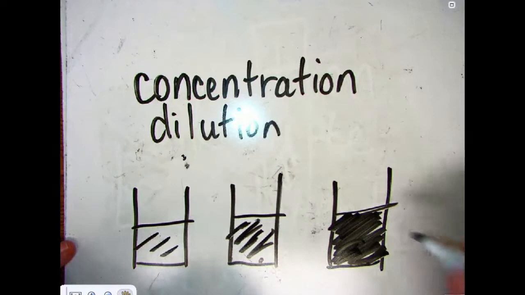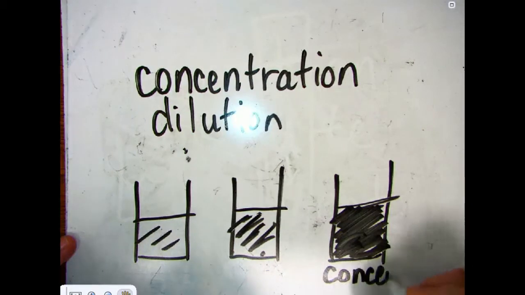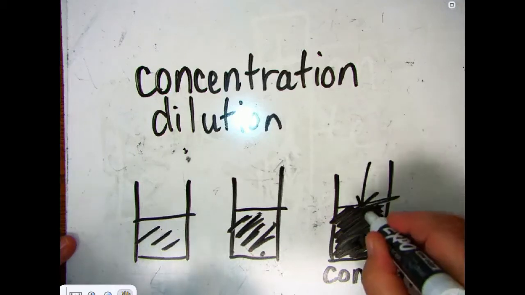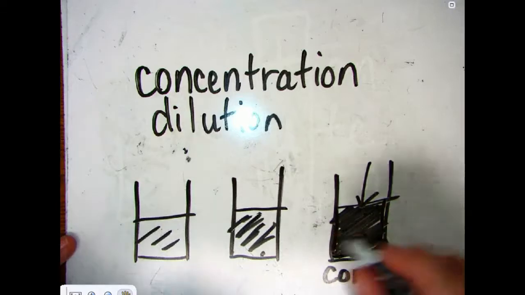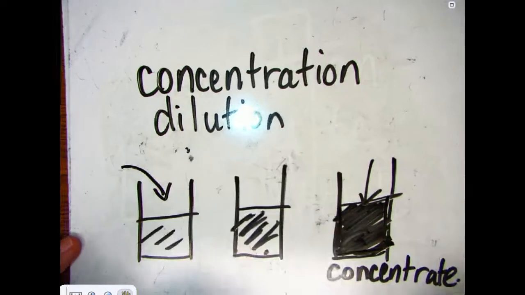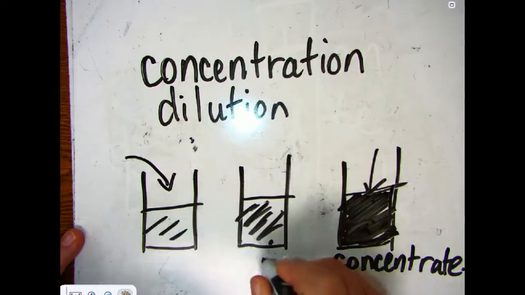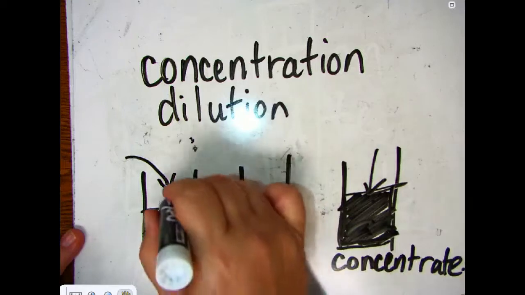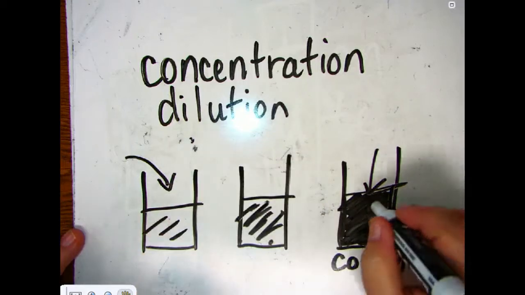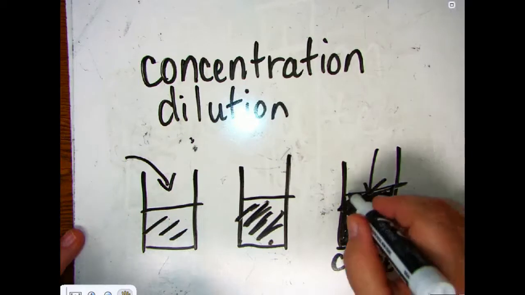Okay? So the one that is the darkest, that is the most concentrated. So there is more solute in there per volume of solvent. Over here, this one is less concentrated. So this one is the least, this one is the next highest concentrated, this is the most concentrated. And what you need to know is that the more solute you add, the more concentrated the solution.